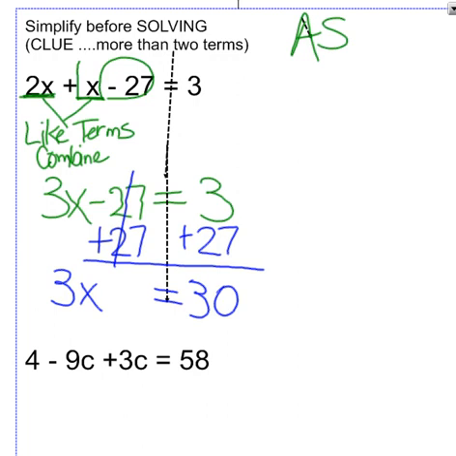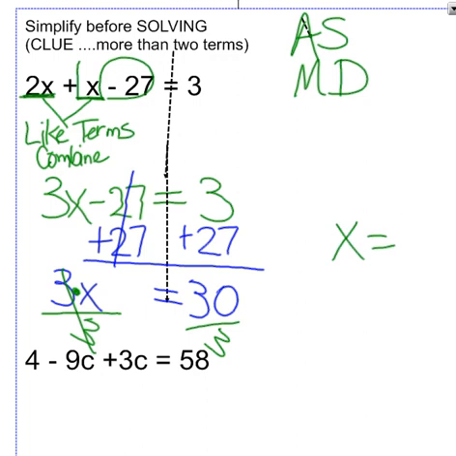After I add or subtract, now I multiply or divide. So here I have 3 times x. I want to do the inverse of times. I want to divide by 3 on both sides. So my x is equal to 30 divided by 3, which is 10.